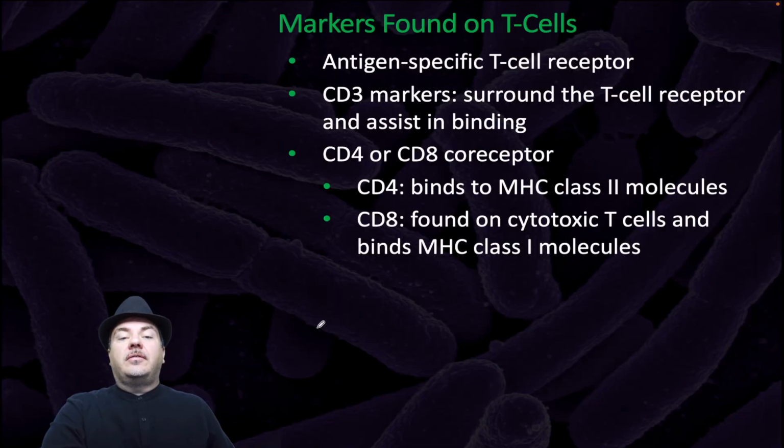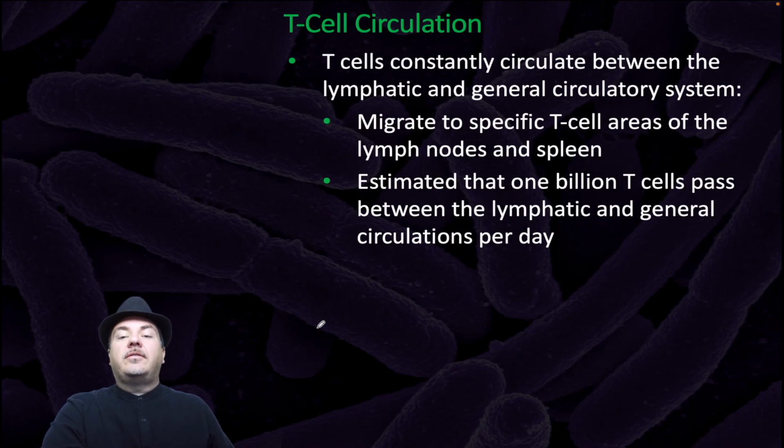Markers found on T cells. These are antigen-specific T cell receptors. CD3 markers surround the T cell receptor and assist in binding. CD4 binds the MHC class II molecules, whereas CD8 is found on cytotoxic T cells and binds the MHC class I molecules. T cells constantly circulate between the lymphatic and general circulatory system.